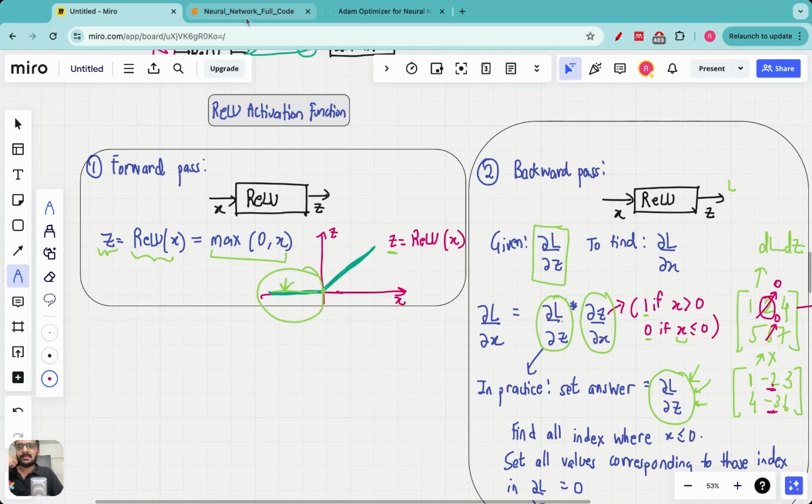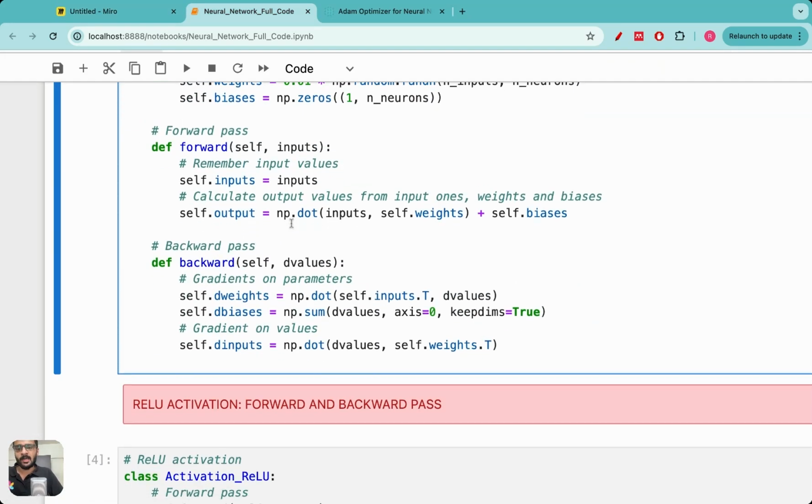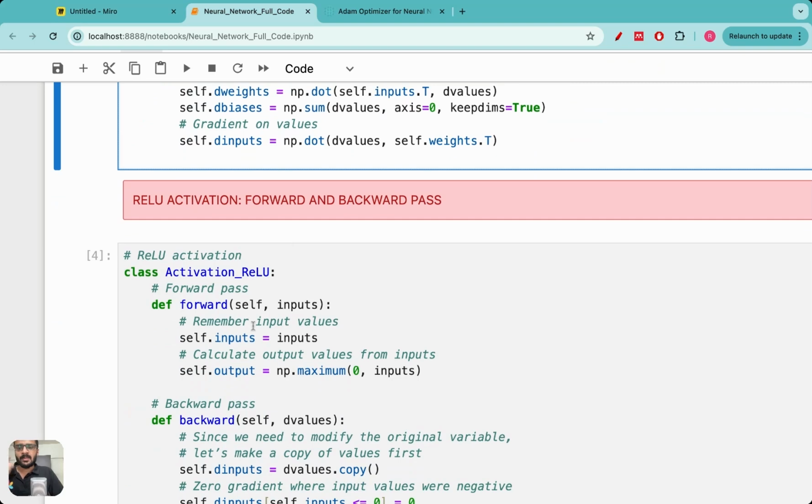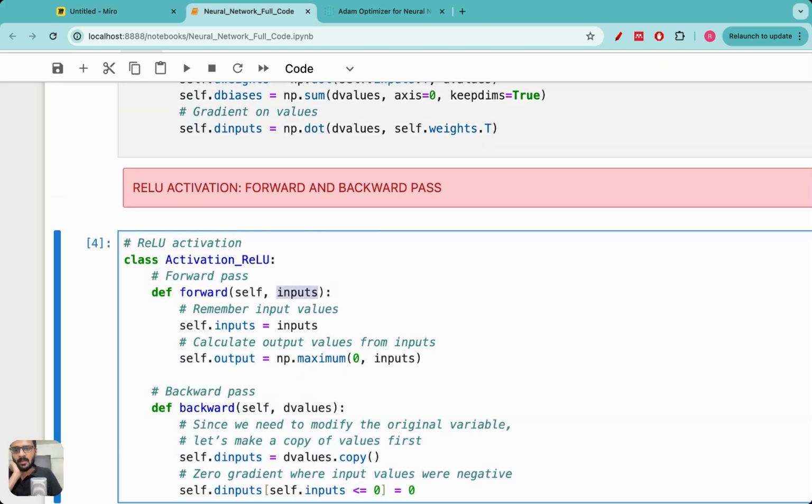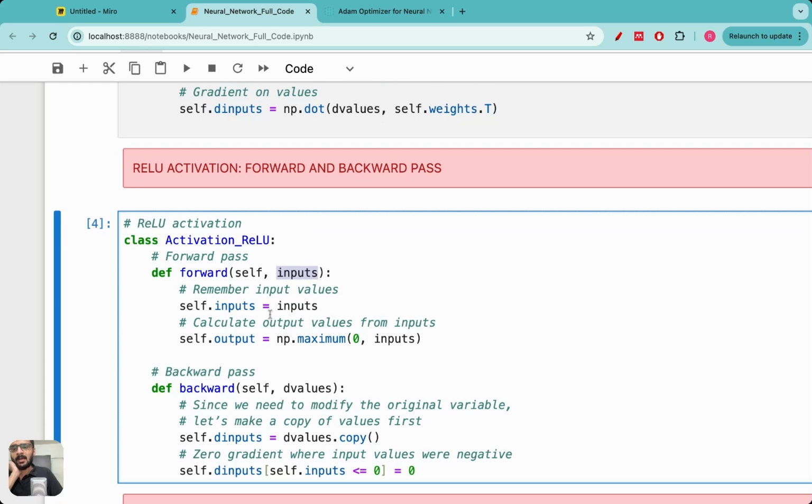And now let us jump into Python code to understand the forward and the backward pass for ReLU. Okay, so for the forward pass of ReLU, we'll take inputs as the argument, and the output will just be the maximum of 0 comma inputs. This means that if inputs are greater than or equal to 0, the output will just be equal to the inputs.